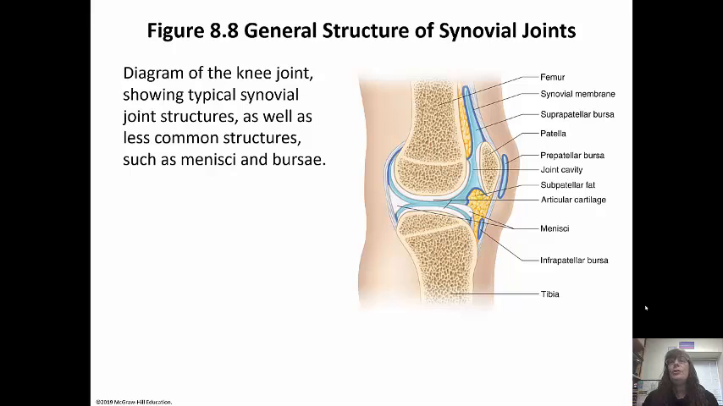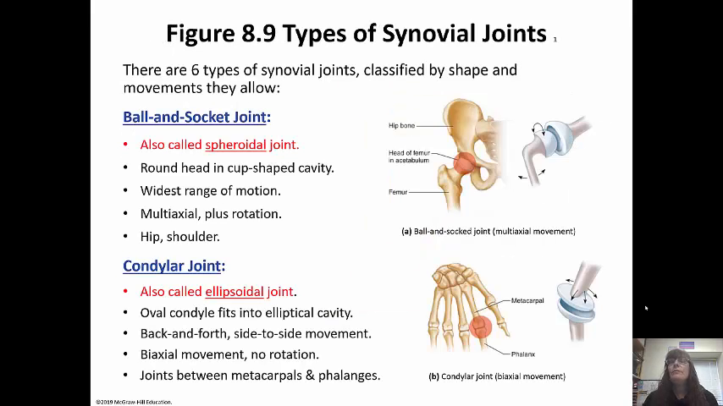So here's the knee joint showing you a typical synovial joint, as well as some less common structures like the menisci and the bursa. So look at the menisci in this particular knee joint. You can see it down there. If you look at that subpatellar fat, the yellow kind of draws your attention to it. There's the menisci.